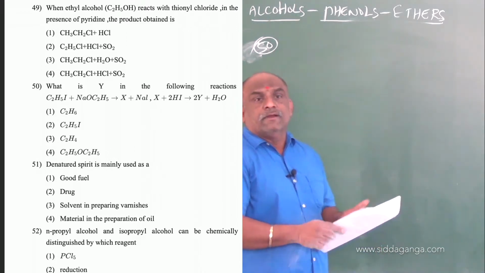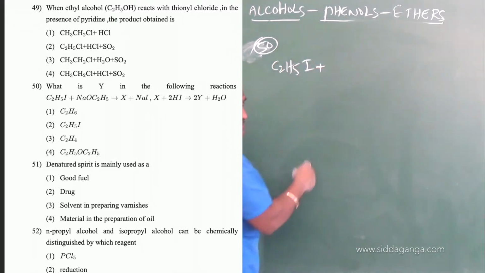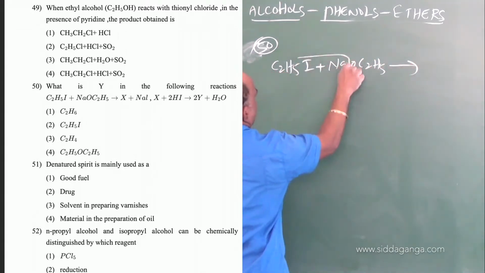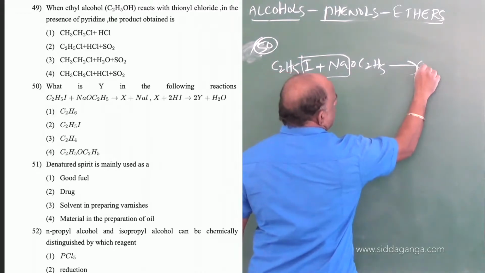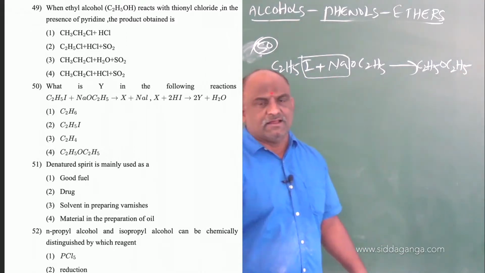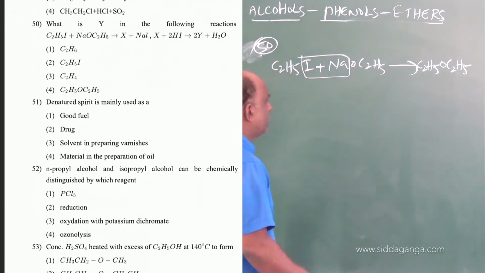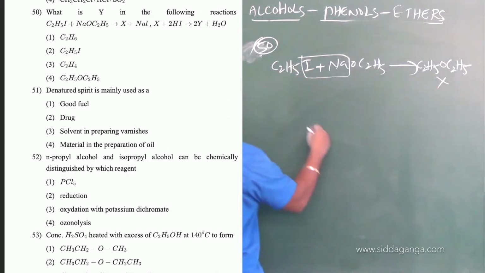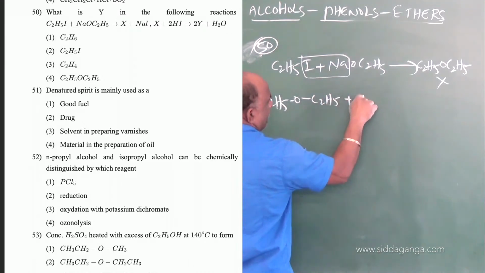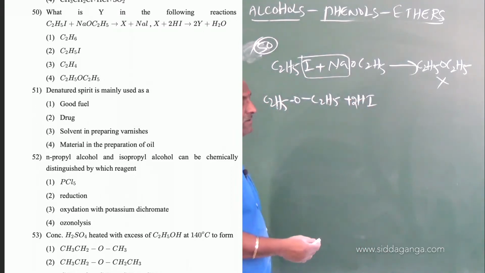So here, what is Y in the following reaction? See this, C2H5Y plus NaOC2H5 gives rise to, remove this NaI, Williamson synthesis. What will be the answer is C2H5OC2H5, which is diethyl ether. And the second step is X plus 2HI gives 2Y plus H2O. This X is C2H5OC2H5 plus 2 molecules HI. Simple, you break the bond.